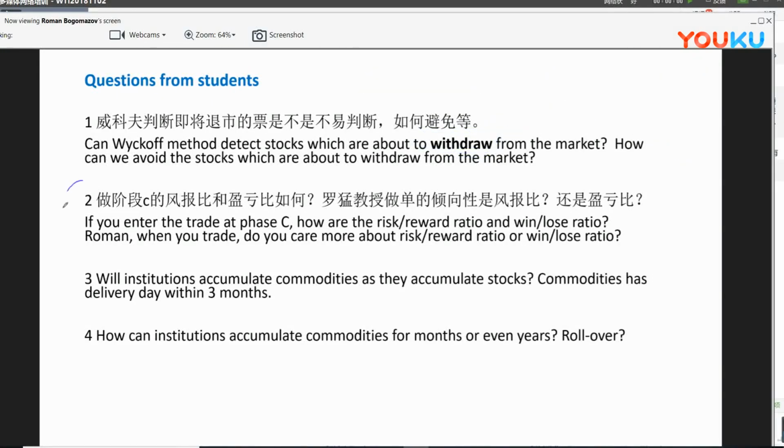Okay, second question. If you enter the trade at phase C, how are the risk reward ratio and win loss ratio? When you trade, do you care more about risk reward or win loss ratio?